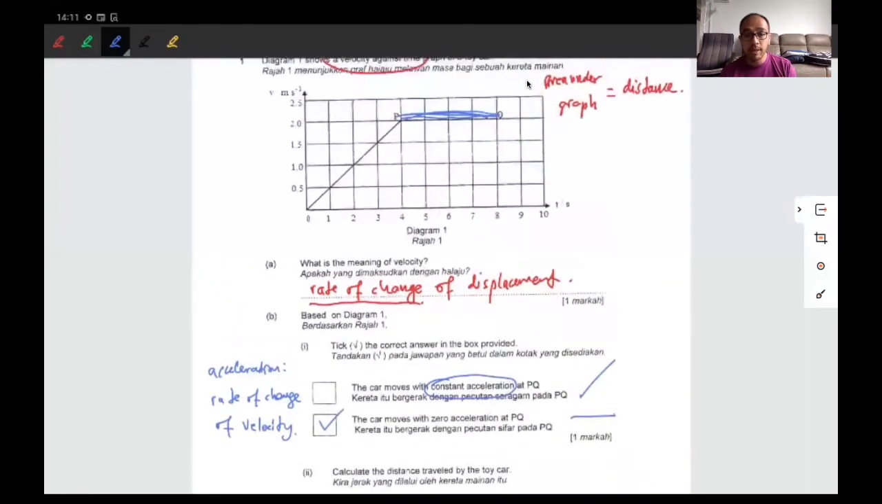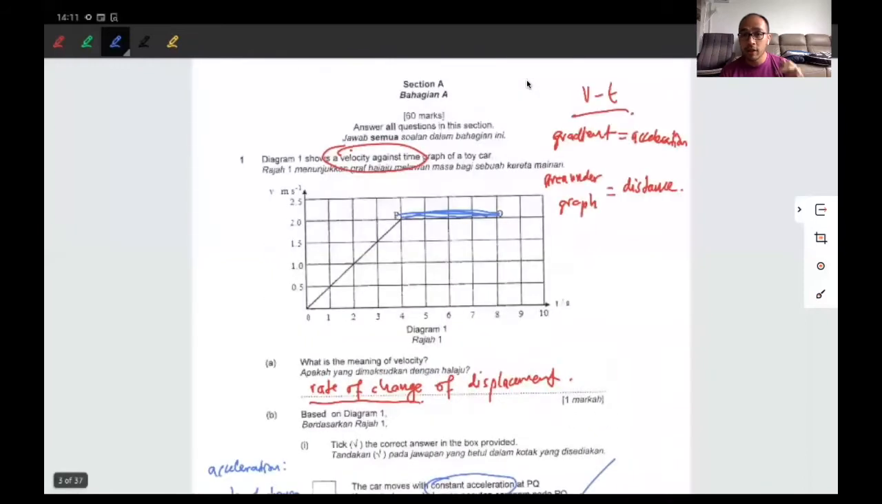Okay, calculate the distance traveled by the toy car. The distance traveled by the toy car. Kalau dia adalah velocity time graph, you have to calculate the area under the graph.